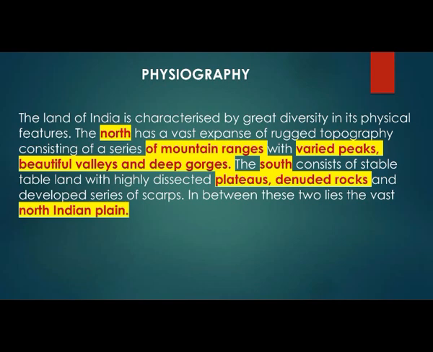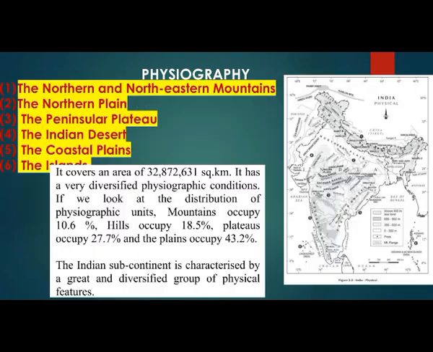So, let us see the land. India is characterized by great diversity of its physical features. The north has a vast expanse of rugged topography consisting of a series of mountain ranges with varied peaks, beautiful valleys and deep gorges. The south consists of a stable tableland with highly dissected plateaus, bentonized rocks, and a developed series of scarps. In between these two lies the vast North Indian plain.